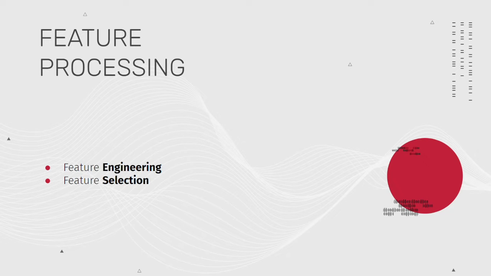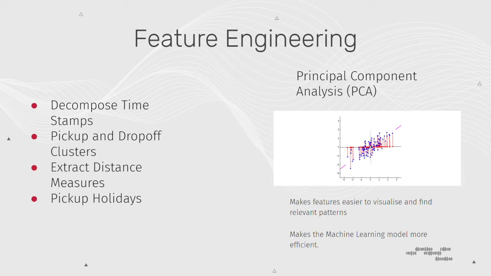Next, let's talk about feature processing. This involved two key steps: feature engineering and feature selection. For our feature engineering, we did a few things. We decomposed the timestamps that we had for our pickup date and pickup time, and we formed pickup and drop-off clusters on the basis of the latitude and longitude that we were given for each of these pickup and drop-off locations. We were also able to find exact distance measures by using things such as Haversine distance, Manhattan distance, and bearing direction.